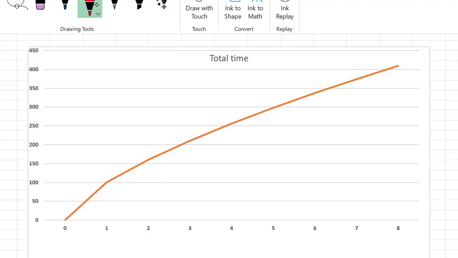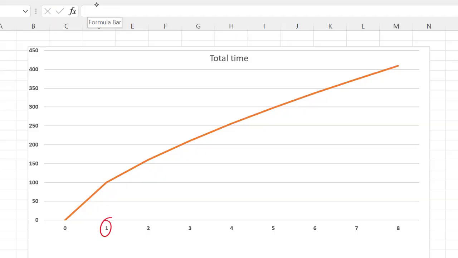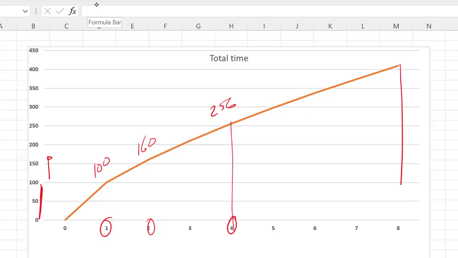So let's look at this again. The time to make one was 100 right there. Then the total time to make two was 160, right? So that's the time for number one, so number two was really just 60 seconds. Then we jump over here, total time to make four, and that's the 2:56. So look at that, we're going faster and faster. Then we jump up here, number eight, total time there was the 409. So the time per unit is decreasing as we make more and more dumplings.